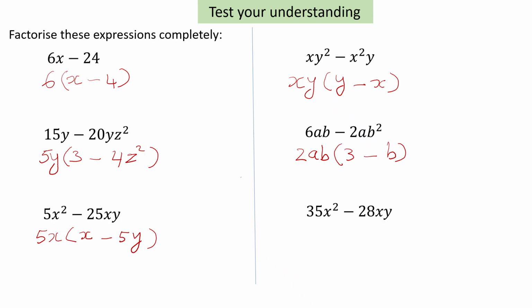35x squared minus 28xy. So 35 and 28, 7 is the factor, and both terms have x, so take x out. 7 times 5, 35, then x, minus 7 times 4, 28, y.